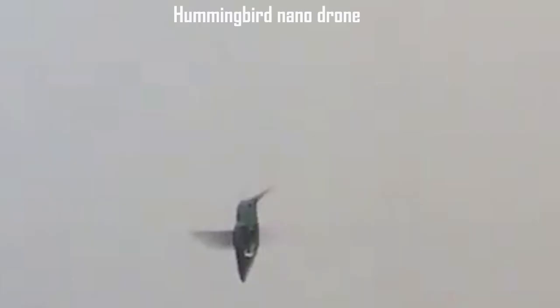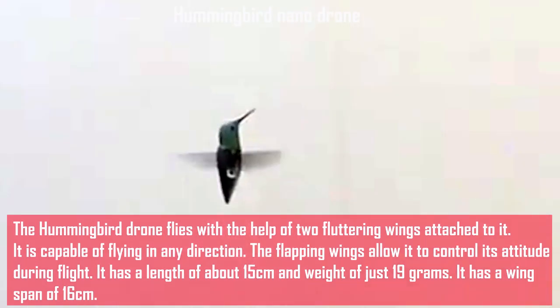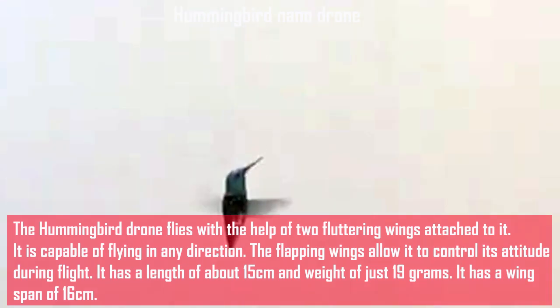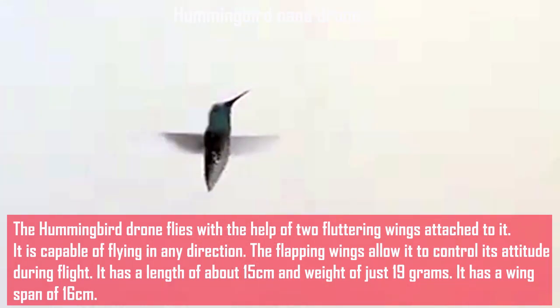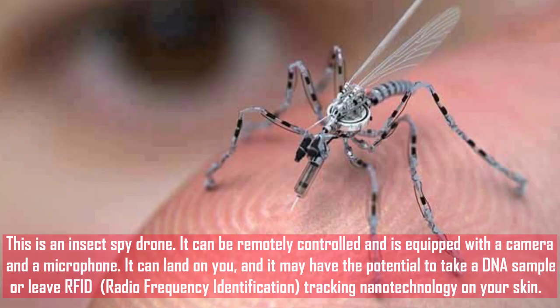Hummingbird Nano Drone. The Hummingbird flies with the help of 2 fluttering wings attached to it. It is capable of flying in any direction. The flapping wings allow it to control its altitude during flight. It has a length of about 15 centimeters and a weight of just 19 grams. It has a wingspan of 16 centimeters.